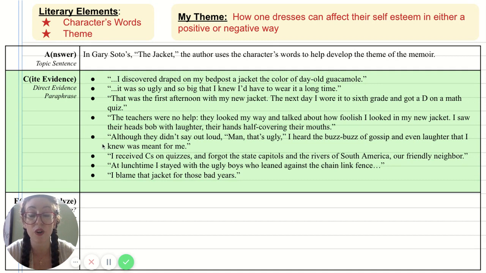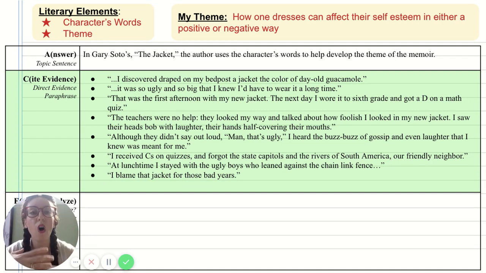I also picked the part where he talked about how he thought his peers were reacting to him in his new jacket. "Although they didn't say it out loud, 'man, that's ugly,' I heard the buzz of gossip and even laughter that I knew was meant for me." I also picked some quotes from the text about how his behavior changed while he wore the jacket. I chose, "I received C's on my quizzes and forgot the state capitals and rivers of South America, our friendly neighbor. And at lunchtime, I stayed with the ugly boys who leaned against the chain link fence."